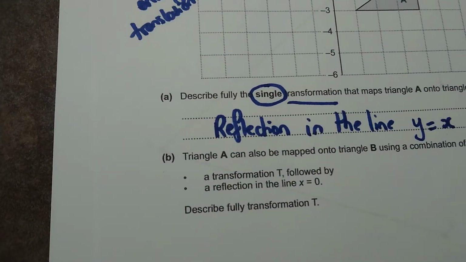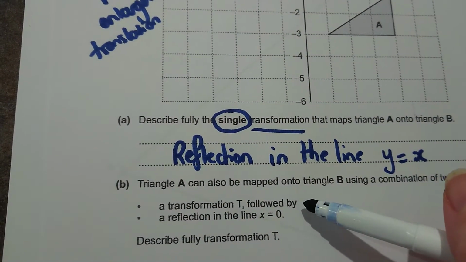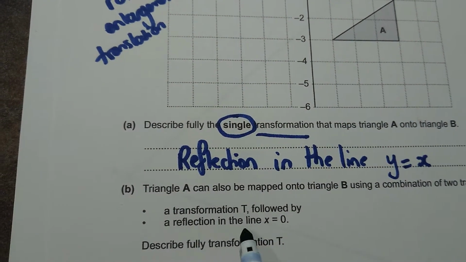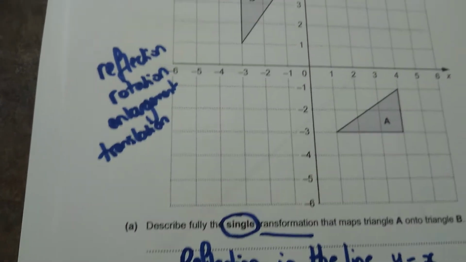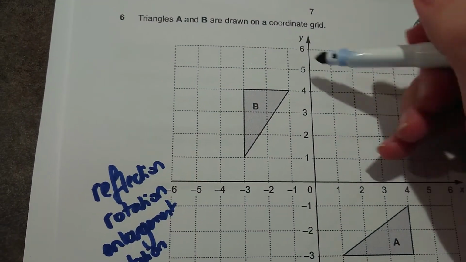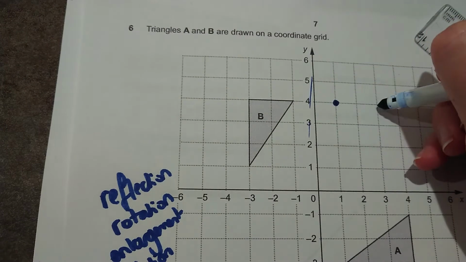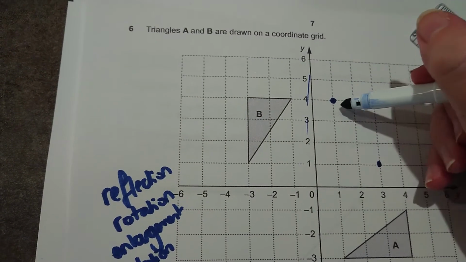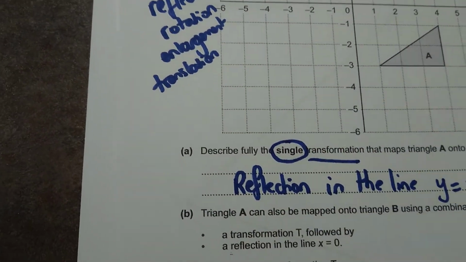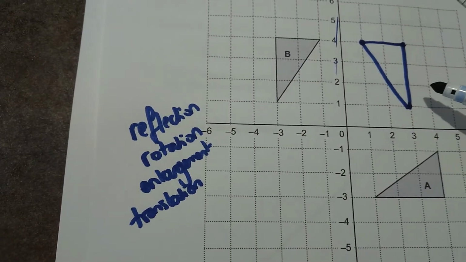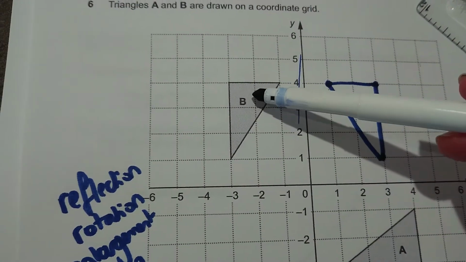Right, part B is a little bit more complicated. So basically A can be mapped onto B doing these two things. So a transformation T that we don't know, followed by a reflection in the line x equals 0. So if we work backwards and reflect B back in the line x equals 0, so the line x equals 0 is a vertical line through 0. So that point's going to go to there, that point will go to there, and that one down there. And so what they're saying is that they would have got from A to this triangle doing transformation T, then they would have reflected it in the line x equals 0 to get to B.